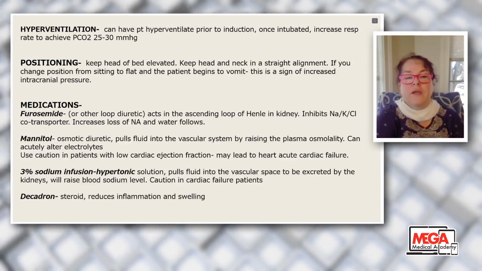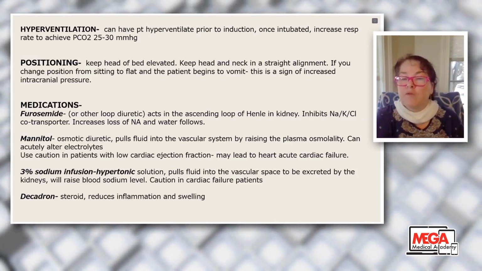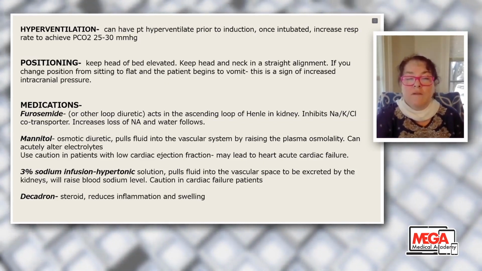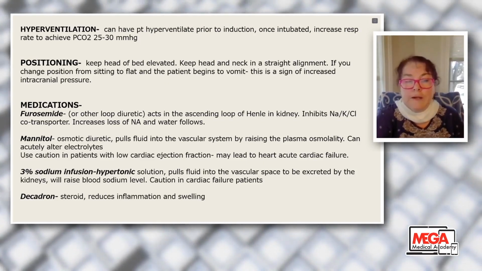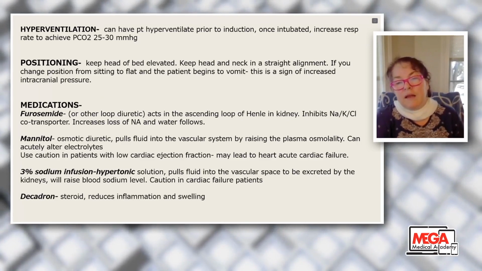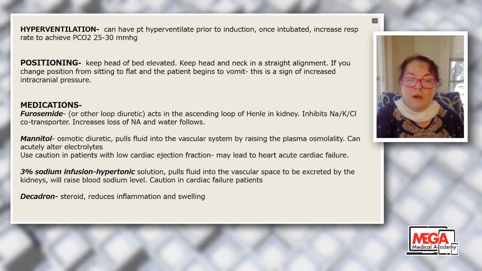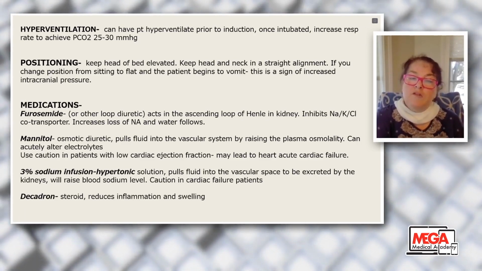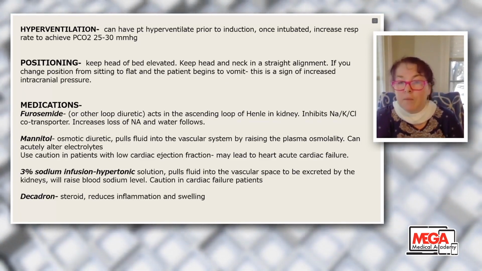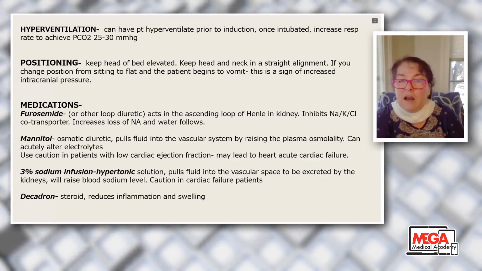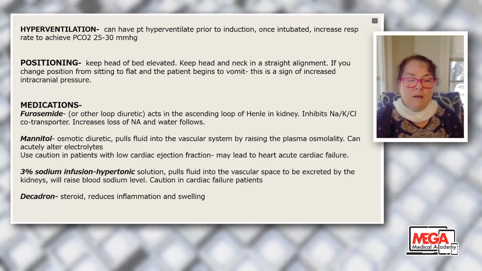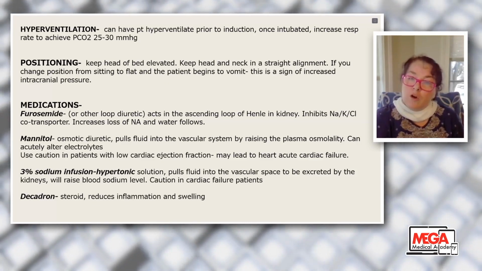So hyperventilation, we can have people, like I said, hyperventilate before induction. Once intubated, increase the respiratory rate to achieve PCO2 25 to 30 millimeters of mercury. Again, keep the head elevated, keep the neck and head straight. It's important to note if you change the position of the patient from sitting to flat and they automatically start vomiting, this is a really bad sign of increased intracranial pressure. You may see that. And our medications, I'm going to go over these again.